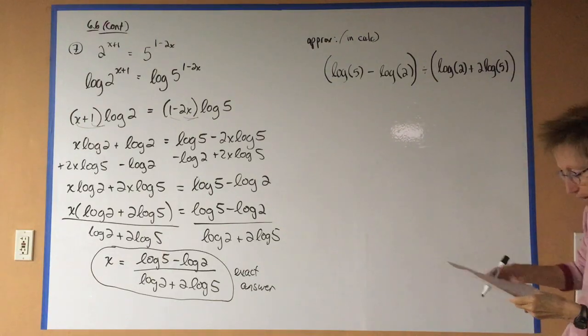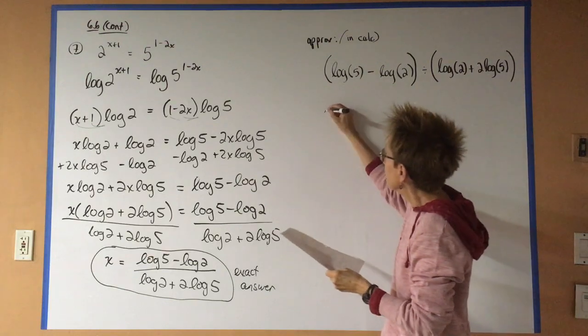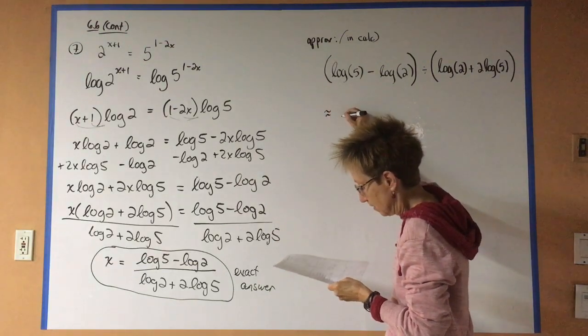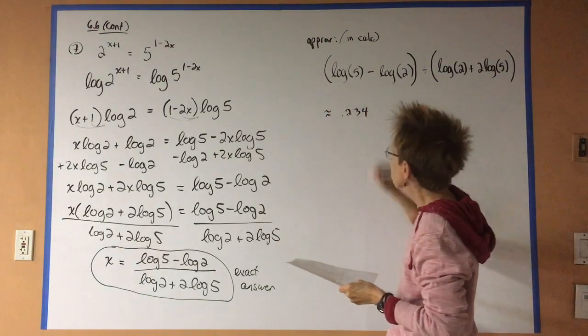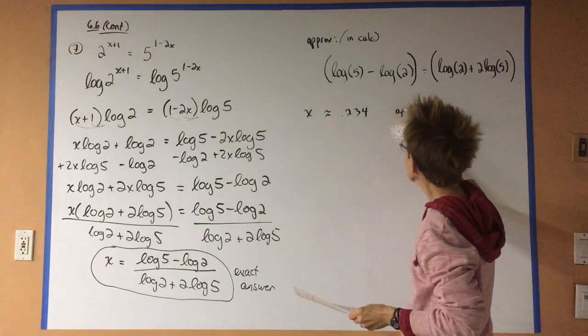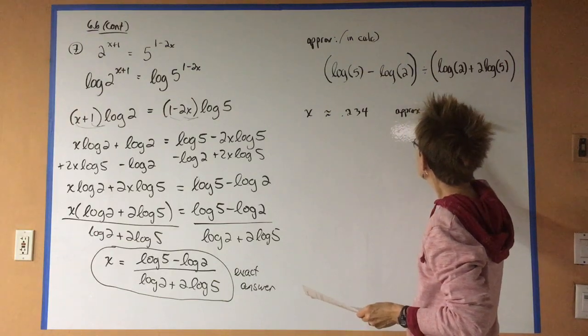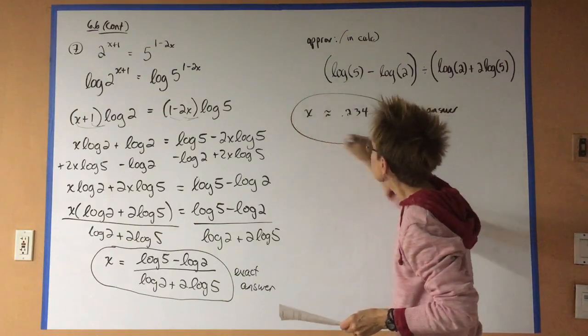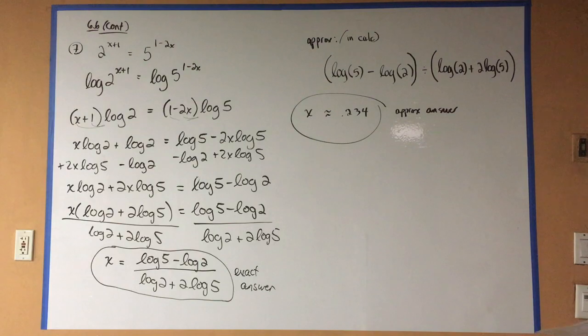And if you enter it that way, and you round it to 3 decimal places, it comes out to be 0.234. So this is my approximate answer. And that's how you want to put it into your calculator.